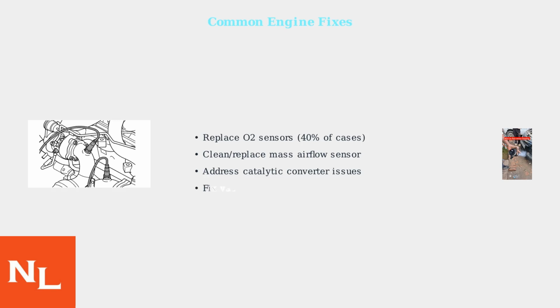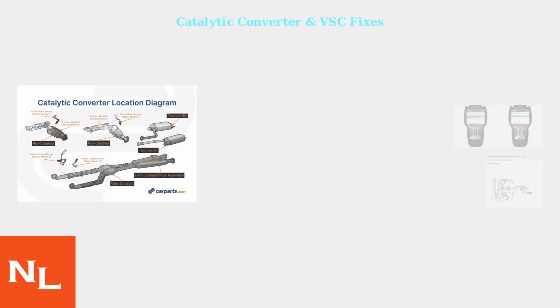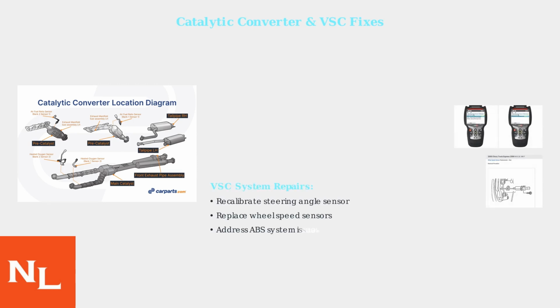Common fixes for check engine lights include replacing oxygen sensors, which account for about 40% of all check engine light issues. Cleaning or replacing the mass airflow sensor is another frequent repair, as shown here with proper cleaning technique. For catalytic converter issues, understanding the exhaust system layout is crucial.